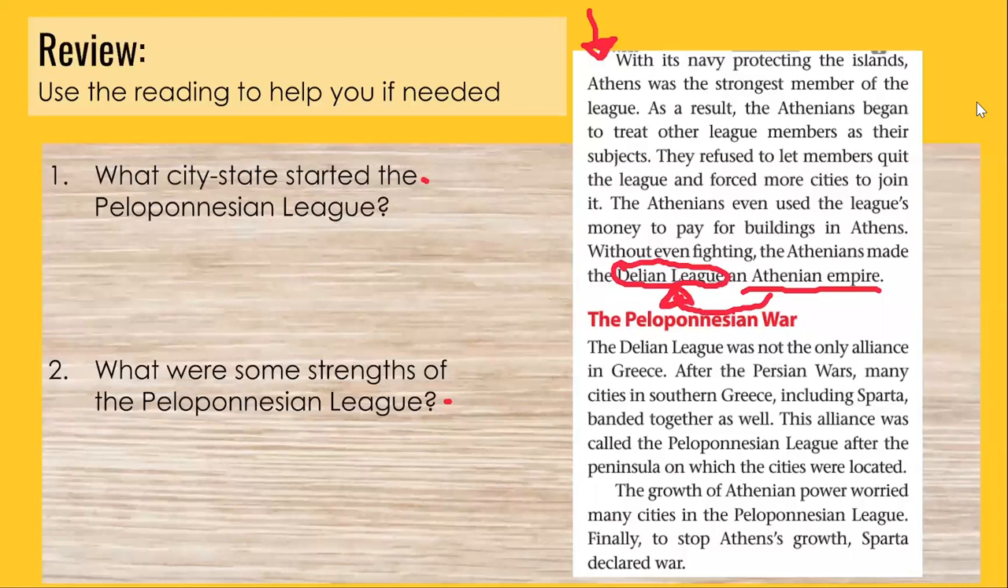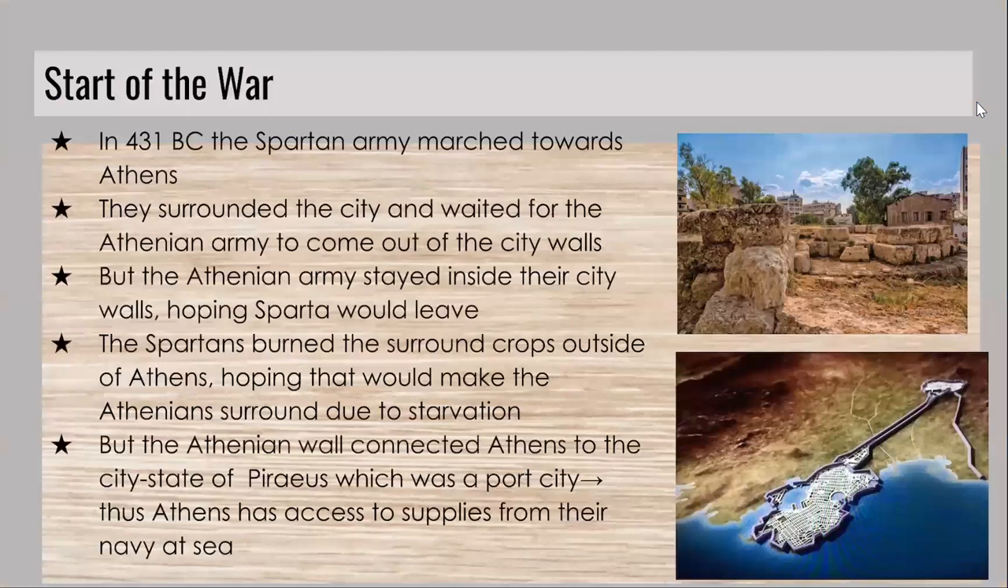Peloponnesian War. The Delian League was not the only alliance in Greece. After the Persian Wars, many cities in southern Greece, including Sparta, banded together as well. This alliance was called the Peloponnesian League, after the peninsula on which the cities were located. The growth of Athenian power worried many cities in the Peloponnesian League. Finally, to stop Athens' growth, Sparta declared war. So now we have the start of war.